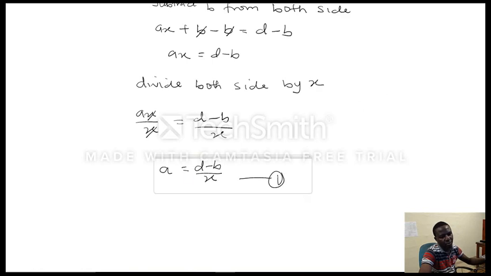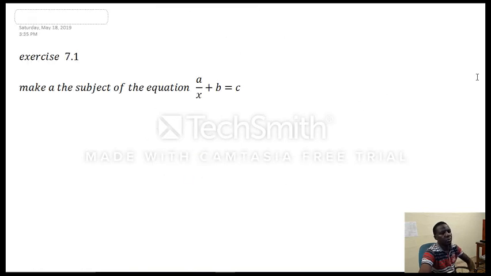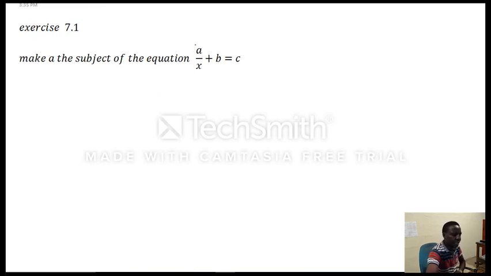Let's take more examples and see. In this next example, we are asked to make also a the subject of the formula. But looking at it, you discover that on the left hand side we have a over b plus b, and on the right hand side we have c. So just like we did in the first example, in this left hand side we have both division and addition. So we'll first of all undo the operation of addition before we undo the operation of division.